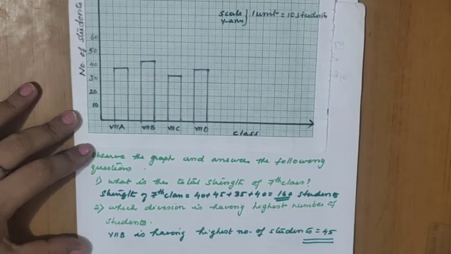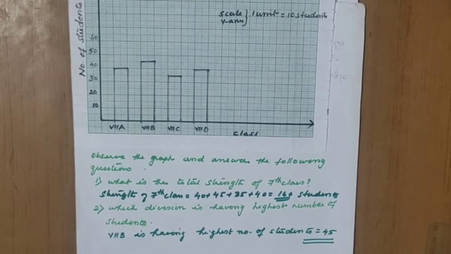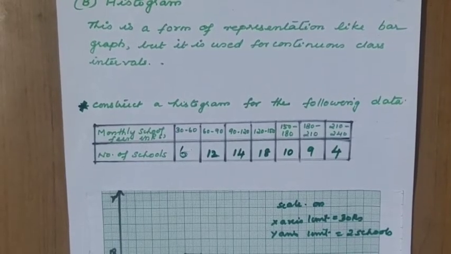So I had given just two simple questions, because reading the bar graph and drawing the bar graph, you already know very well. So just learn it, because the first step is for the bar graph only. Let us see the example for histogram.